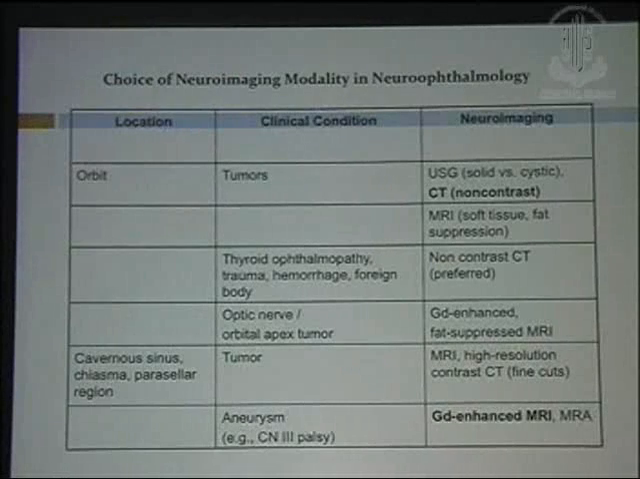To conclude, this is a small chart which I have compiled of all the topics which I have covered now. One of the things is that for orbital tumors, you can use USG or a non-contrast CT. If you're suspecting trauma, you can use a non-contrast CT. But definitely if you're suspecting an orbital apex tumor, then you should go for a gadolinium enhanced fat suppressed MRI.